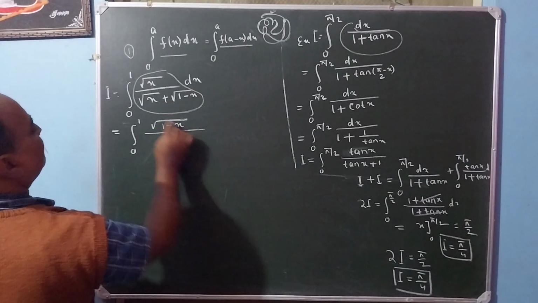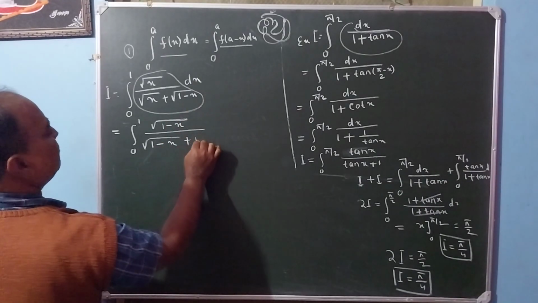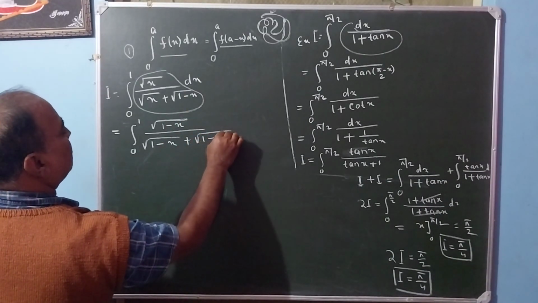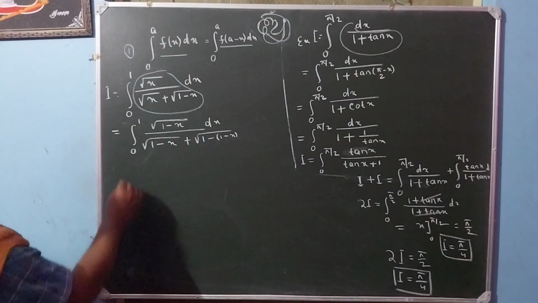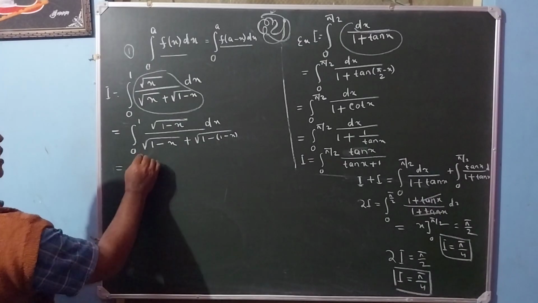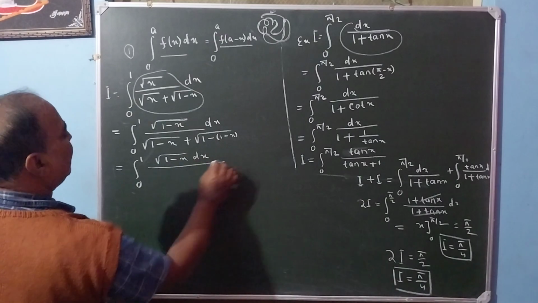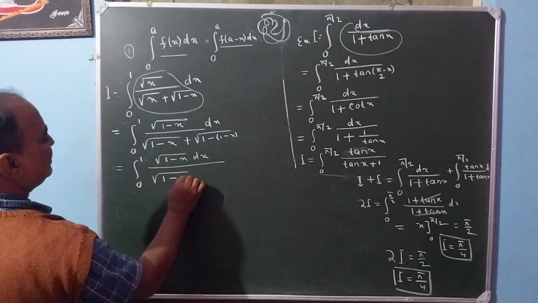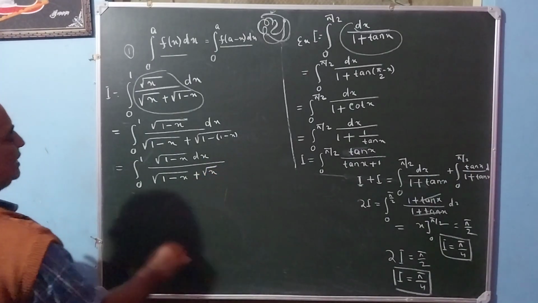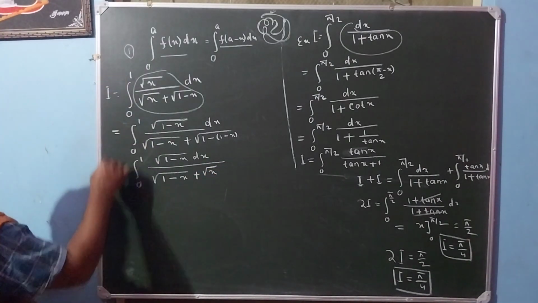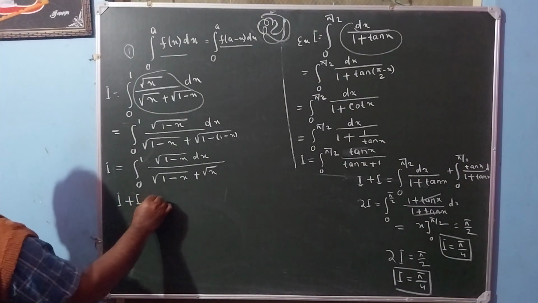Root of 1 minus x divided by root of 1 minus x plus root of 1 minus (1 minus x), dx. So that can be written as integral from 0 to 1, root of 1 minus x, dx divided by root of 1 minus x plus, 1 cancels, minus minus plus, that is root x. This is also I. Now write down I plus I.